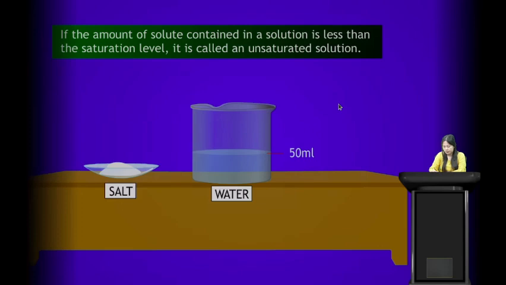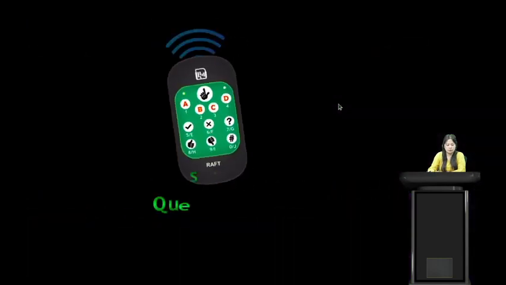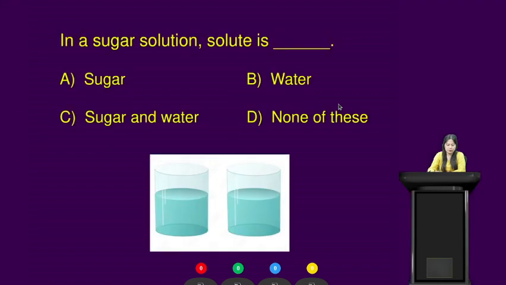Okay, all right students, we have another question. Please get your rough devices ready. The question is, in a sugar solution, solute is which of the following? I'm giving you 30 seconds for this question. Your time starts now. So if you can recall the different components of solution, we have two, solute and solvent. So in a sugar solution, solute is which of the following?